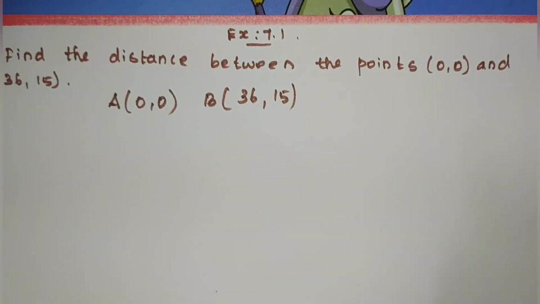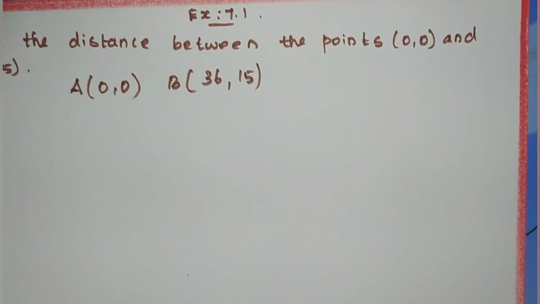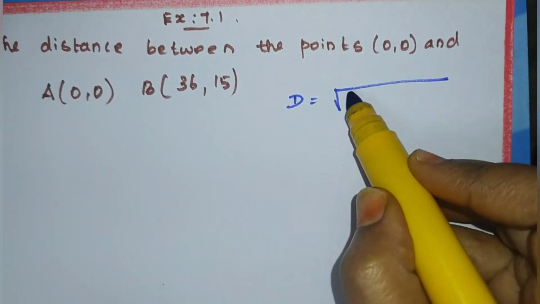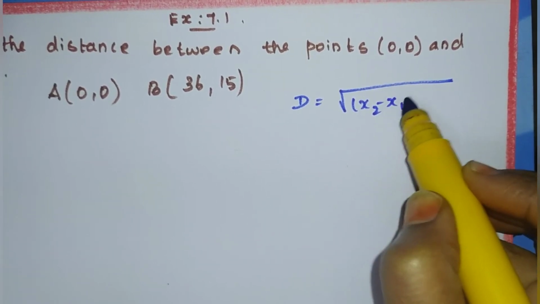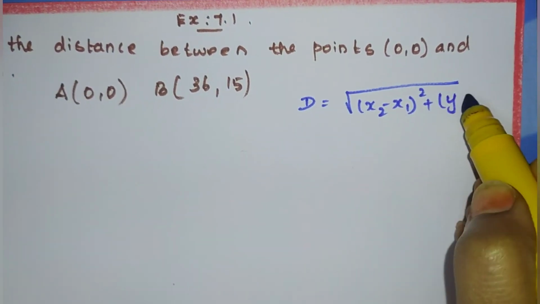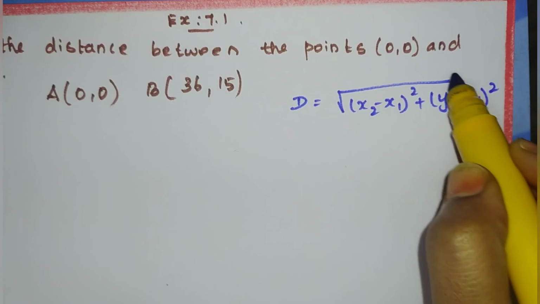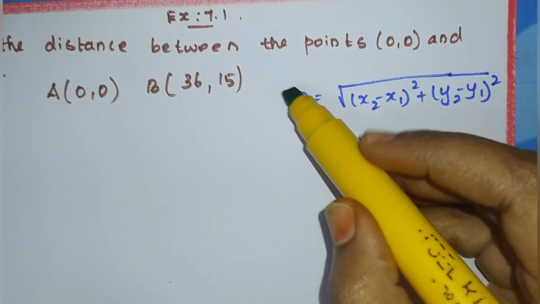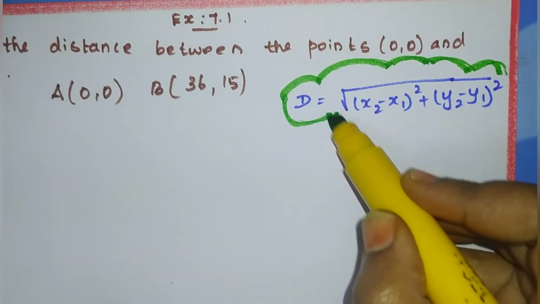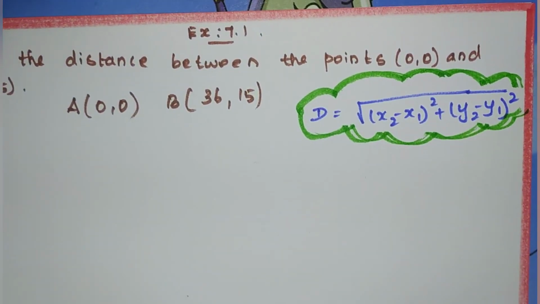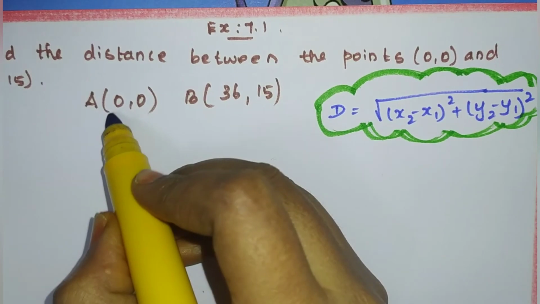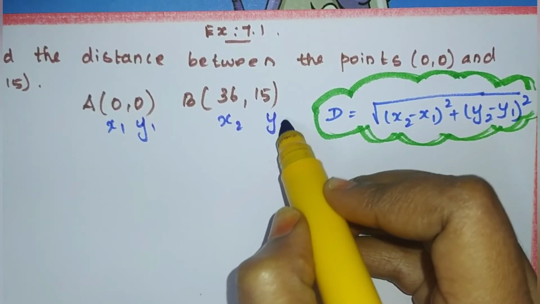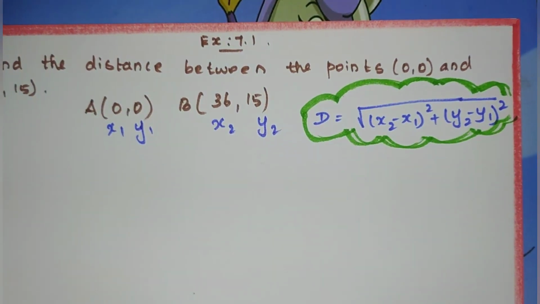So first what we have to write? Formula. The distance D is equal to root of x2 minus x1 the whole square plus y2 minus y1 the whole square. Children, first you have to write the formula and box it. And then what you have to write? This is x1 and this is y1, x2, y2. And apply in the formula now.